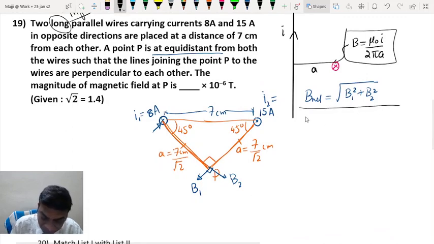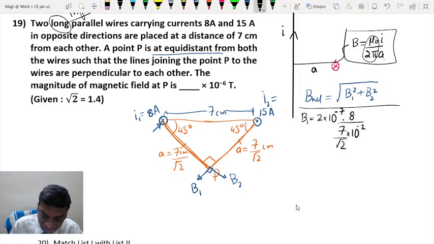So B1 will be mu 0 by 2 pi times I by a, that is 2 times mu 0 by 4 pi times I by a. Mu 0 by 4 pi is 10 to the power minus 7. So 2 into 10 to the power minus 7 into I by a. I is 8 ampere and the distance is 7 by root 2 centimeter, to be converted into meter. Similarly, B2 will be again 2 into 10 to the power minus 7 into 15 upon 7 by root 2 into 10 to the power minus 2.